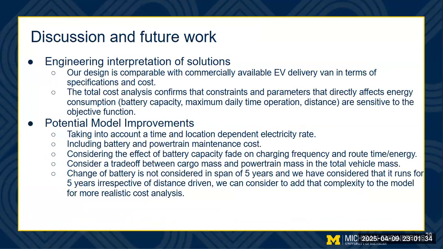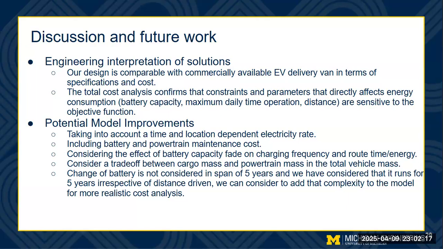Now, discussing the results, we see that our design is comparable with commercially available EV delivery vans in terms of specification and cost. Seeing the sensitivity analysis, it is confirmed that total cost is sensitive to battery capacity, maximum daily operation time, and distance. If we look at the improvements which can be made to this model, we can take into account the time and location dependent electricity rate. We can include battery and powertrain maintenance costs. We can consider the effect of battery capacity degradation on the charge based on the charging frequency and the route time and energy. And we can consider a trade-off between the cargo mass and powertrain mass in the total vehicle mass.